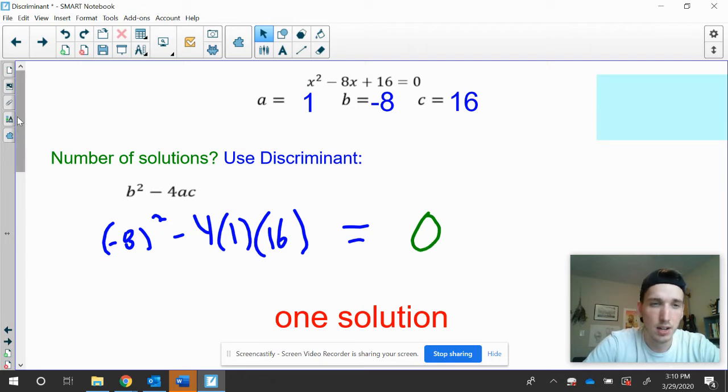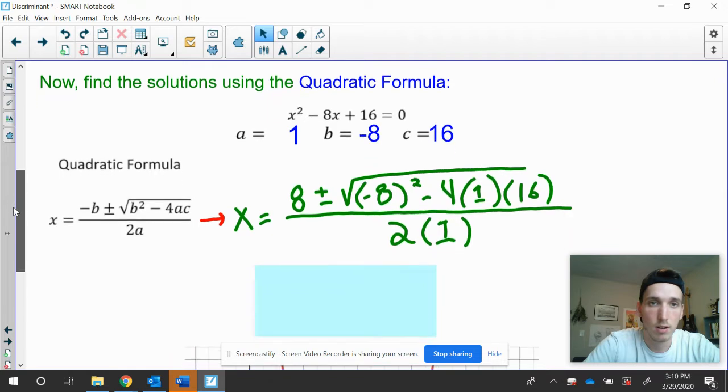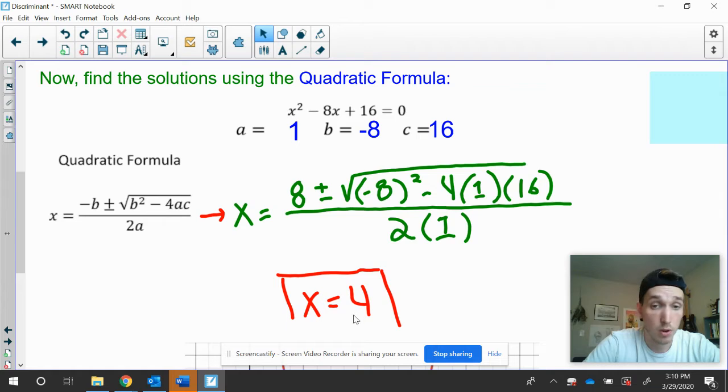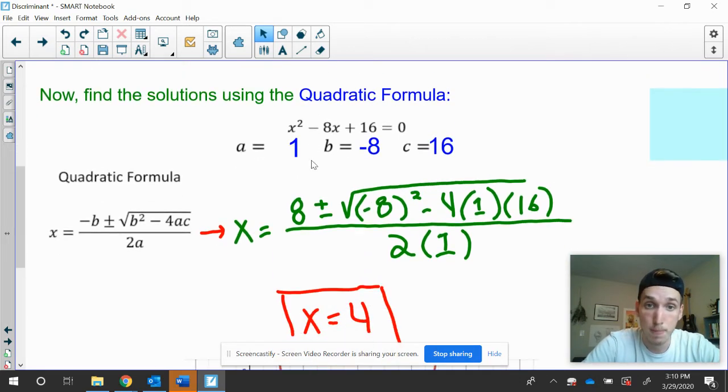And just to help you guys understand what we're doing here, I went ahead and solved this quadratic equation using the quadratic formula. And I got that x equals 4, right? 8 plus and 8 minus, that gives you the same answer, x equals 4. That's the only solution we had. So that confirms the idea that it was one solution, right?